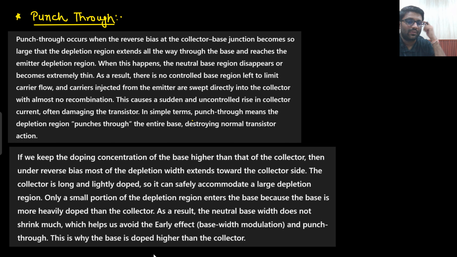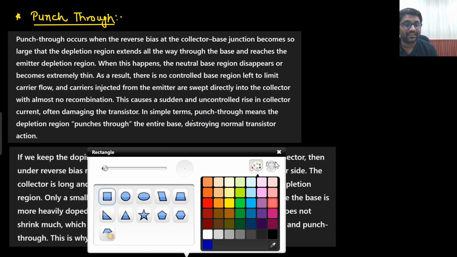If your base doping is more, the collector is long and lightly doped, so it can safely accommodate a large depletion region. The collector will not complain. The collector will say that I am already very long, so if you are extending the depletion region in me, I am fine with that. Only a small portion of the depletion region enters into the base because the base is more heavily doped than the collector. As a result, the neutral base width does not shrink much, which helps us to avoid the early effect and punch through condition. That's why the base is doped higher than the collector. So this is the exact reason, not the fabrication.